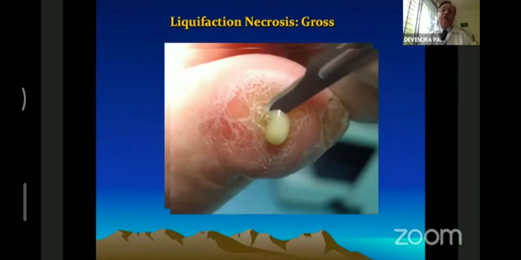Here is an example of liquefactive necrosis. There was an abscess on the tip of the finger. I think this is the thumb, which was incised, and this pus is coming out. That is the liquefactive necrosis.